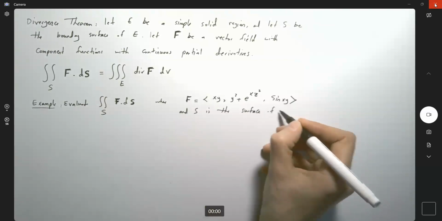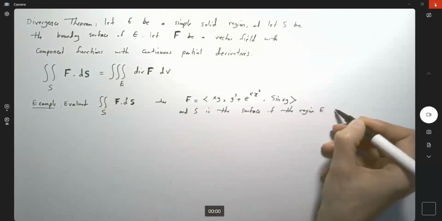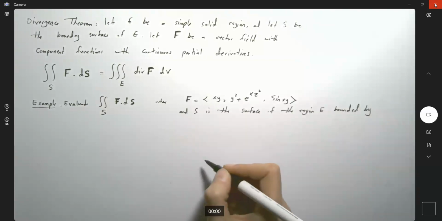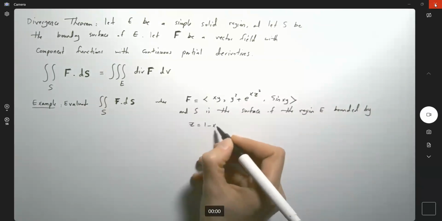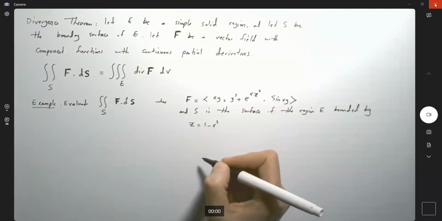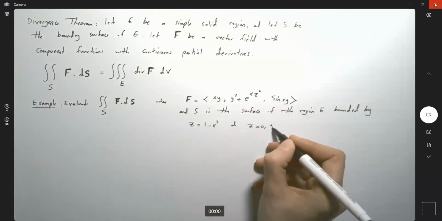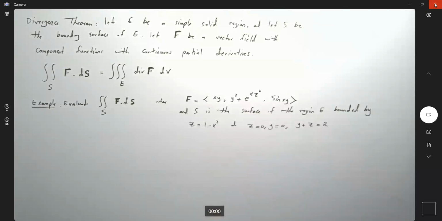of the region E, bounded by z equals 1 minus x squared, which is a parabolic cylinder, and planes z equals 0, y equals 0, and y plus z equals 2. Very good.